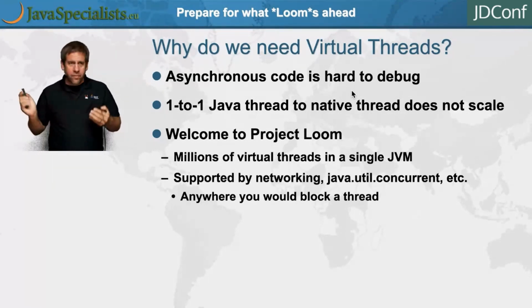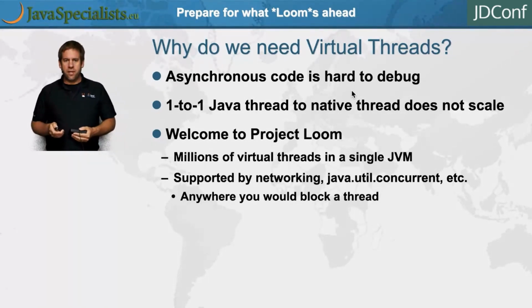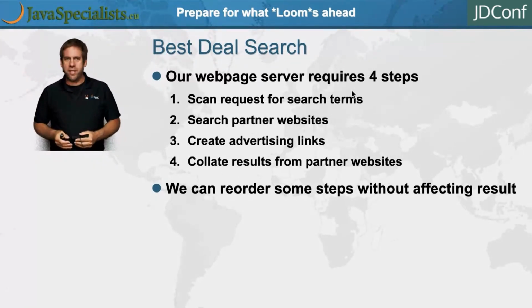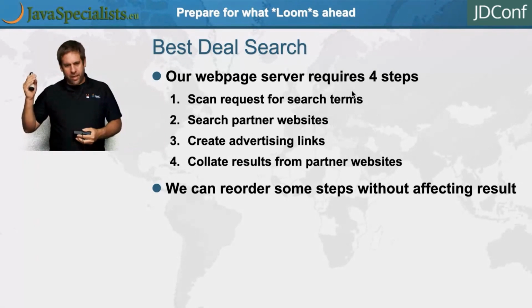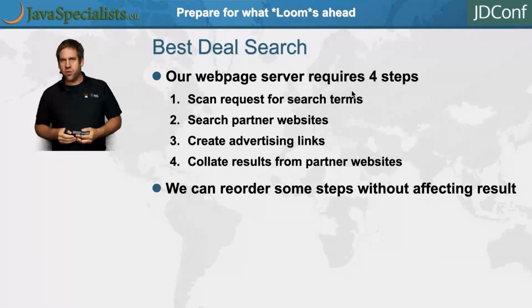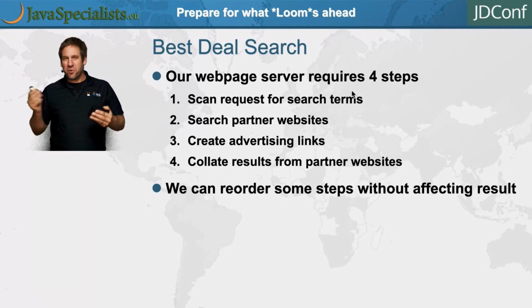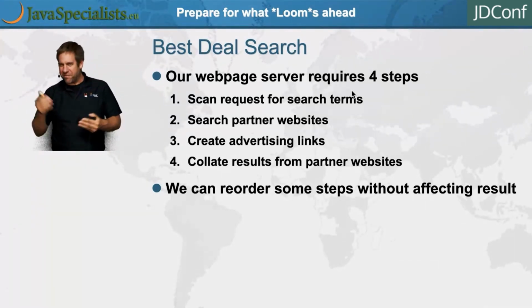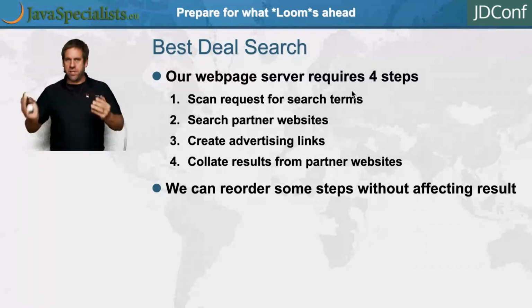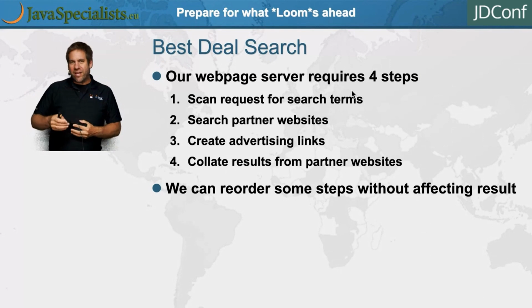So I've got a little scenario here. Let's say that you want to have a website which looks for really great deals. So you, first of all, scan the request for search terms, what to look for. Then you launch off a bunch of searches on partner websites. You also create advertising links because, of course, you have to make money somehow. So advertising will probably be the way. And then you need to collate the results from the partner websites, bring it all together, and present the website.